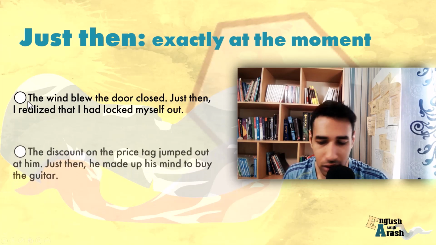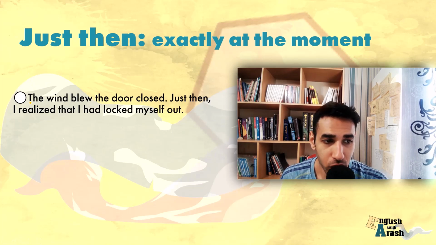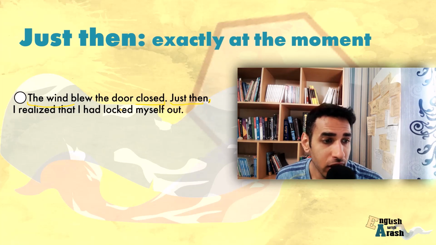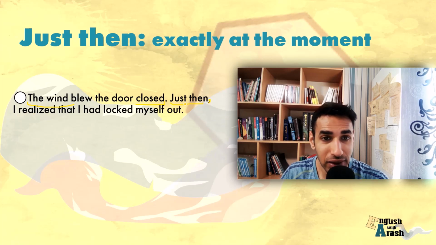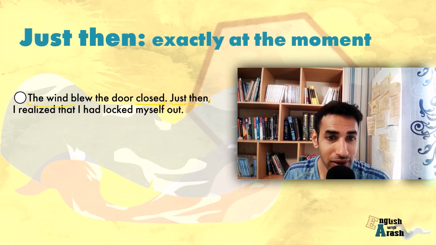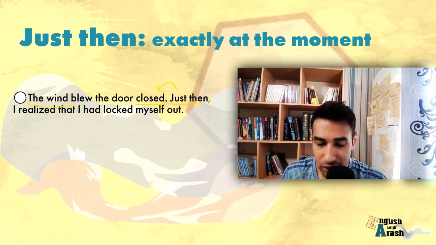Event 1: the wind blew, the door closed. "Just then," comma. Now pay attention to this comma. This comma is necessary. After "just then", we use a comma. And "just then" means something happened exactly at the moment or immediately after. Because here something happened immediately after the previous event.